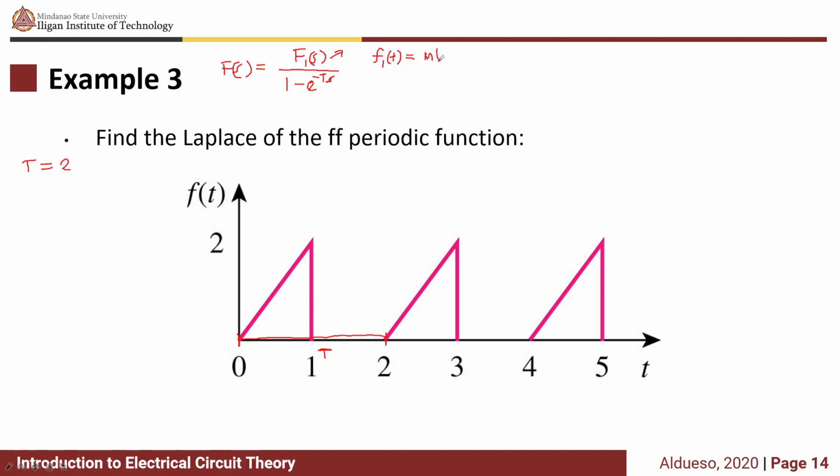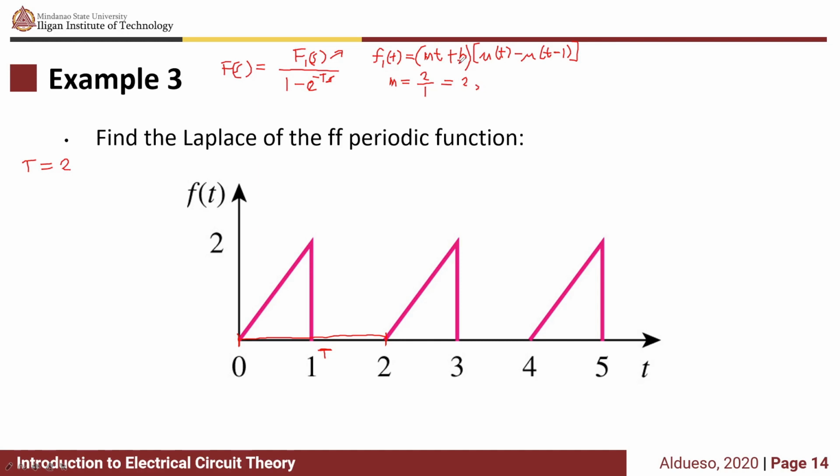We have mt plus b. So this is from u of t up to u of t minus 1. So u of t minus u of t minus 1. So our slope is 2 over 1, or it's equivalent to 2.